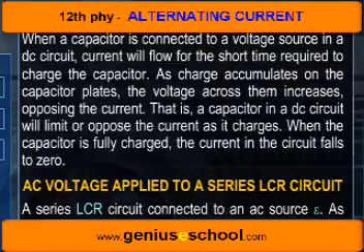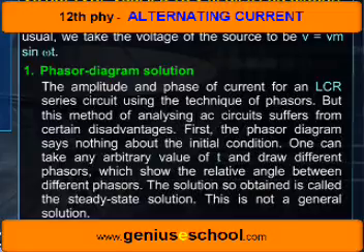AC voltage applied to a series LCR circuit. A series LCR circuit connected to an AC source epsilon. As usual, we take the voltage of the source to be v equal to Vm sin omega t. Phasor diagram solution: the amplitude and phase of current for an LCR series circuit using the technique of phasors.